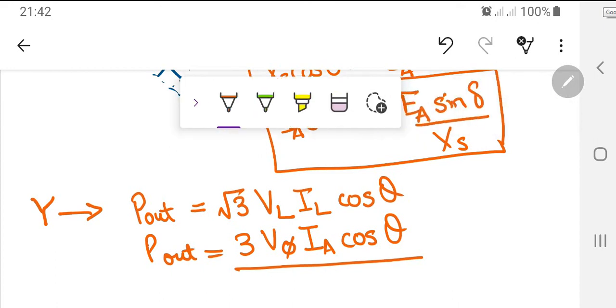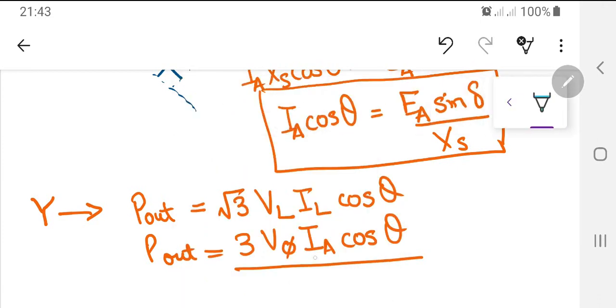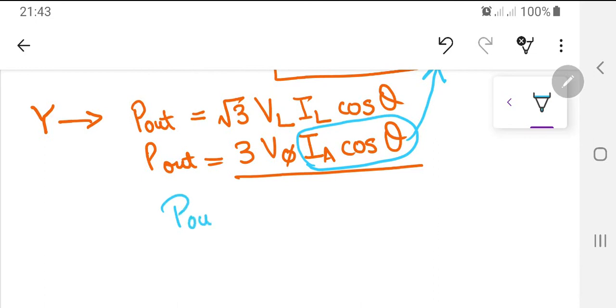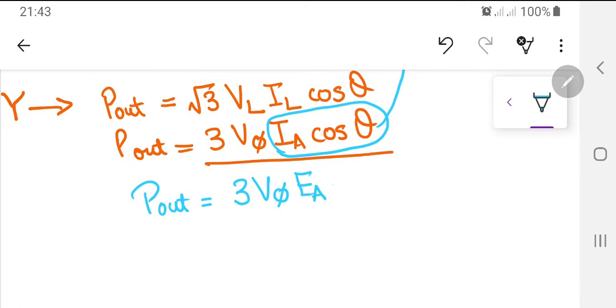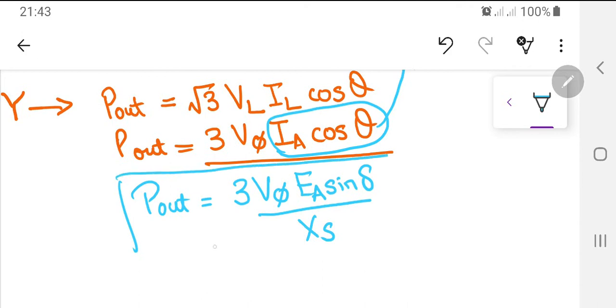Now in this expression, this term, IA cos theta, can be replaced by this expression. What happens is that P out, the output power, changes to 3 V phase times EA sin delta divided by XS. Now this is a totally different new expression, and it does not take any angle or current value. In this equation, XS is a constant of the machine that is supplied by the manufacturer. 3 is a numerical constant, and then V phase, EA.